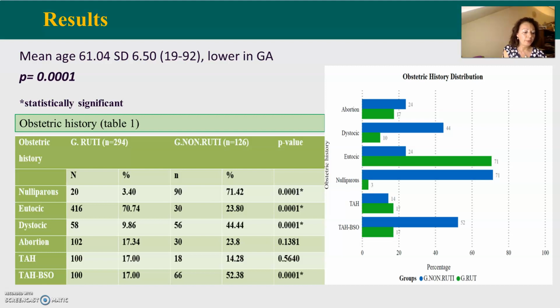Eutocic childbirths were more frequent in Group A compared with Group B. Dystocic childbirths were less frequent in Group A. Miscarriage was more frequent in Group B. Regarding gynecological surgical background, hysterectomy without adnexectomy showed no differences between the groups, but hysterectomy with adnexectomy was less frequent in Group A.